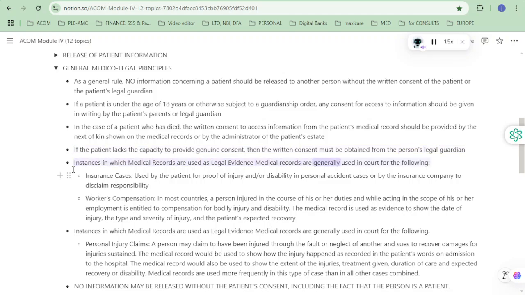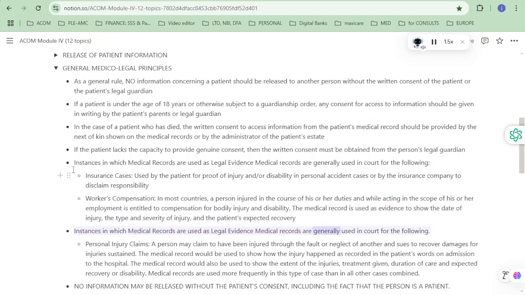Instances in which medical records are used as legal evidence. Medical records are generally used in court for the following: insurance cases, used by the patient for proof of injury and/or disability in personal accident cases or by the insurance company to disclaim responsibility. Workers' compensation. In most countries, a person injured in the course of his or her duties and while acting in the scope of his or her employment is entitled to compensation for bodily injury and disability. The medical record is used as evidence to show the date of injury, the type and severity of injury, and the patient's expected recovery.